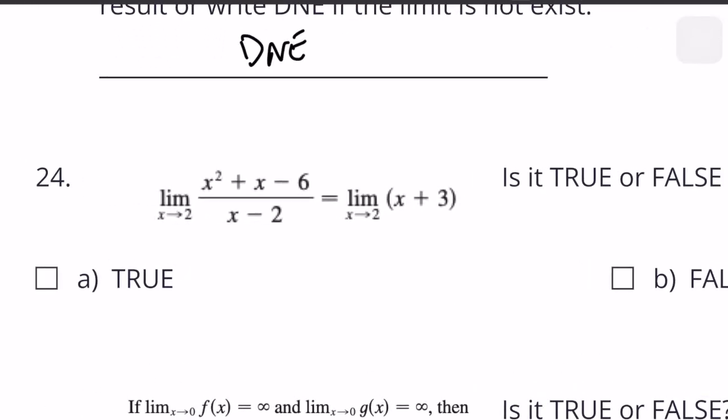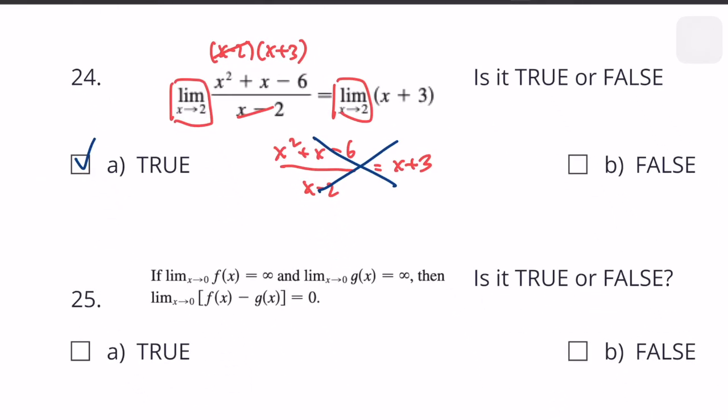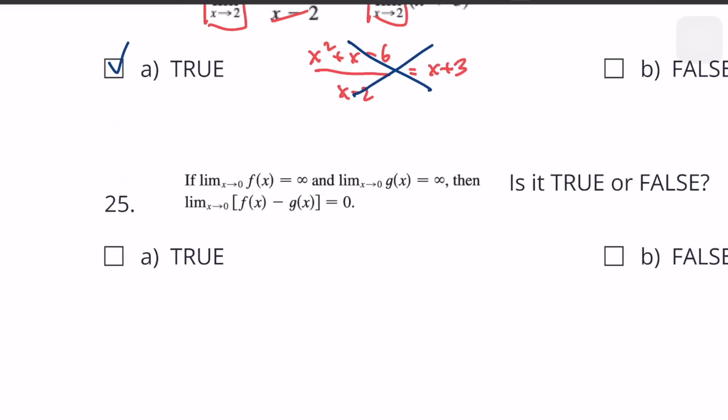Okay, now we have this. Because this is a limit, we can factorize this, it becomes this, right? And it seems that we can simplify this. In a limit, this is correct. But if this is just a function like this, this is not okay. So this is true for the limit. Okay, for limits.